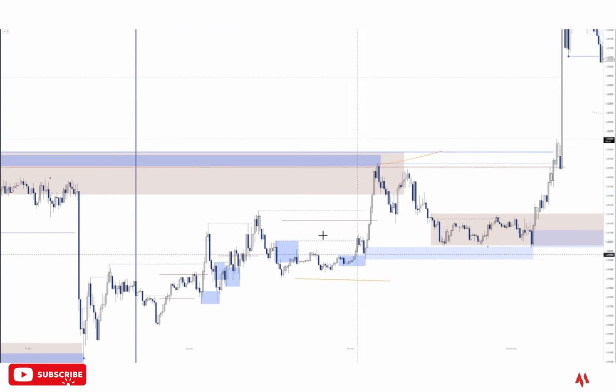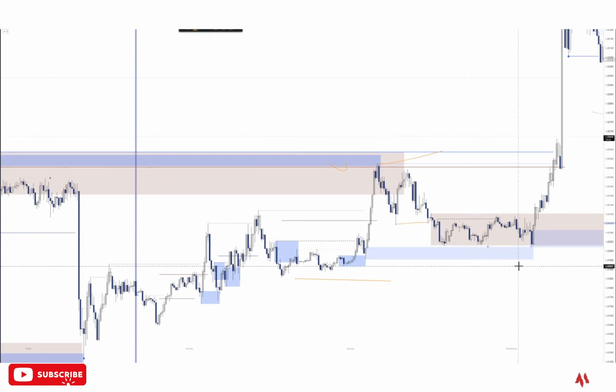As well, if this supply zone was to hold, we should be looking for the first sign of weakness, which is 15 minutes change of character, which we have over here. This was our last low. As you can see, we didn't wick the low, making all this a substructure break.